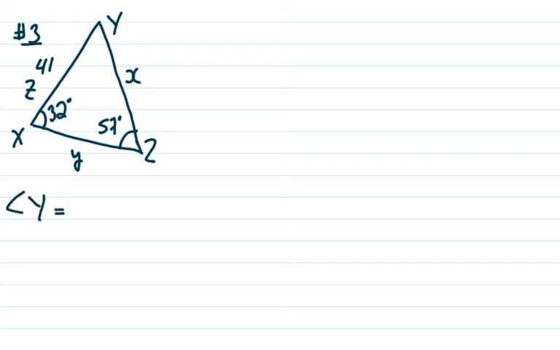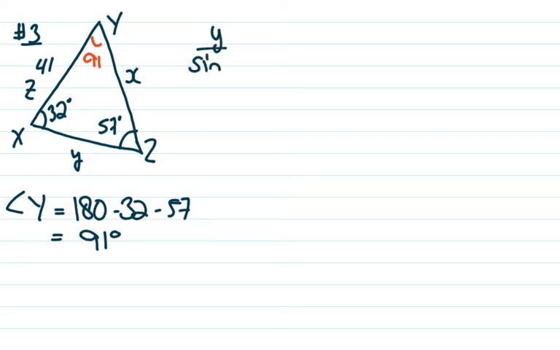So since triangles add up to 180 degrees, we can do 180 minus 32 minus 57. So angle Y is 91 degrees. Okay, now that we know that, I'll label it. We can use sine law to find the missing side length. So let's start with finding side Y. So Y over sine Y equals Z over sine Z, because that's the other complete ratio.